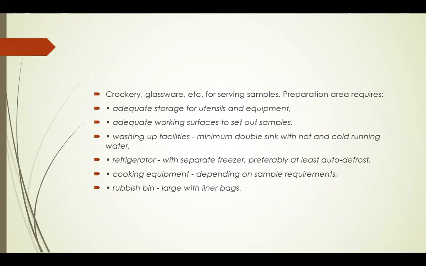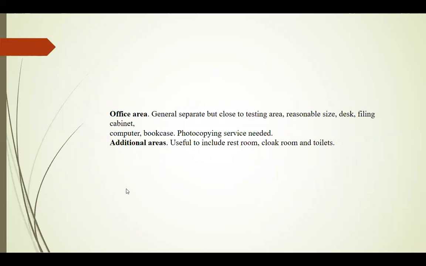So the preparation area requires adequate storage for utensils and equipment, adequate working surfaces to set out samples, washing-up facilities, a minimum double sink with hot and cold running water, a refrigerator with a separate freezer, preferably at least auto defrost, and cooking equipment depending on the sample and the requirement, and a large rubbish bin with liner bags. Okay, so these are all of the utensils needed for this area.